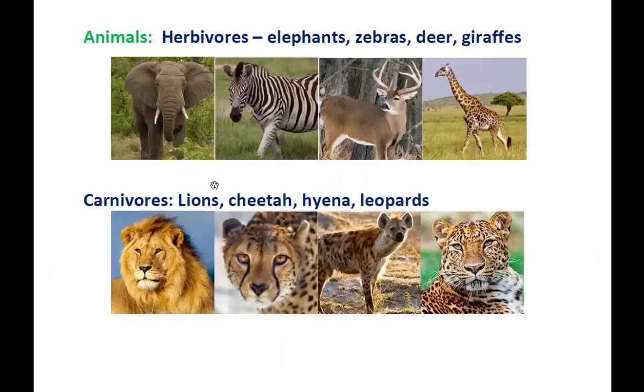Some of the important animals include the herbivorous animals: elephants, zebras, deer, giraffes and all. Another one is carnivorous animals like lion, cheetah, hyena and leopards. These are some of the important animals that are found in the tropical grasslands.